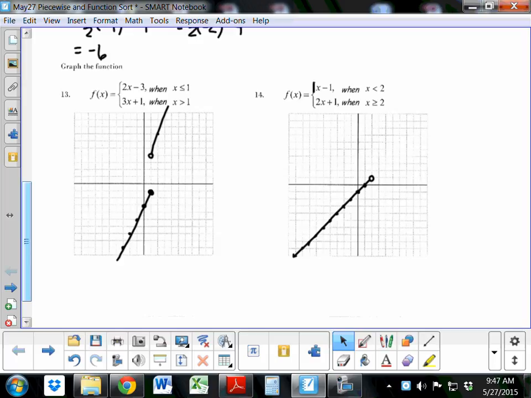Down 1. I go down 1, I have to go left 1, like I have to keep traveling down and over, because this line has a slope of up 1 over 1 the whole way.